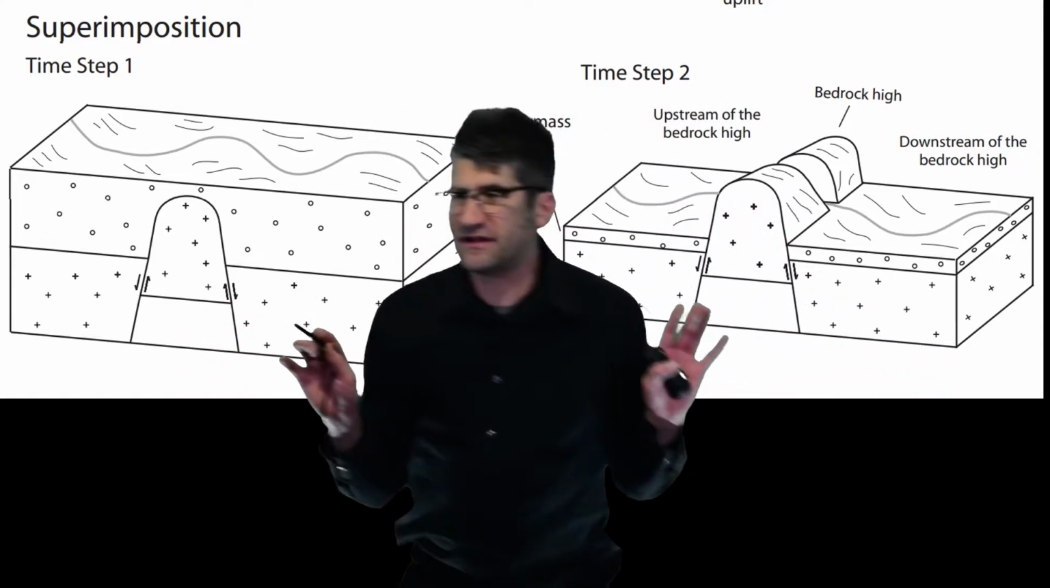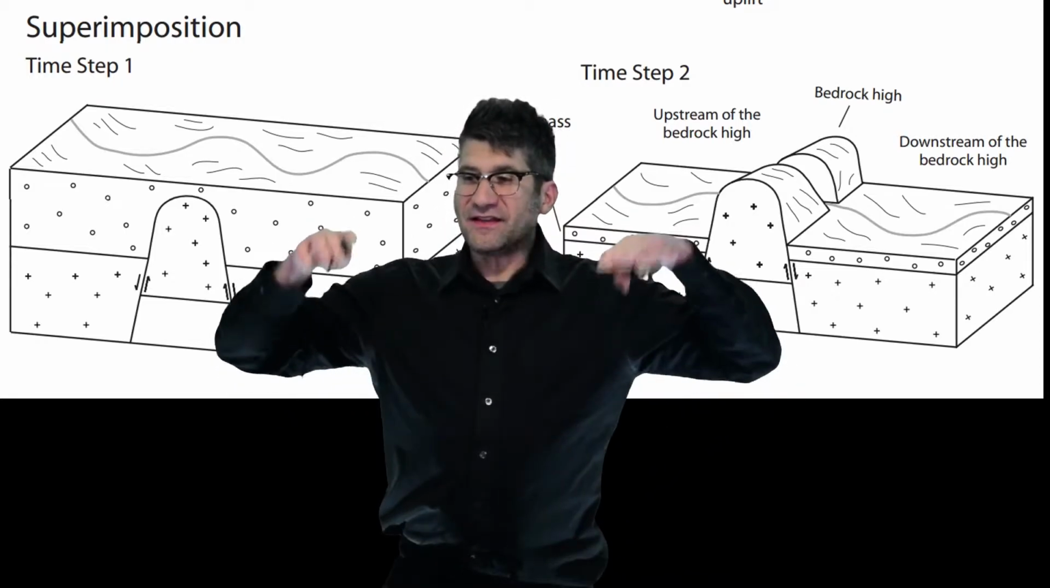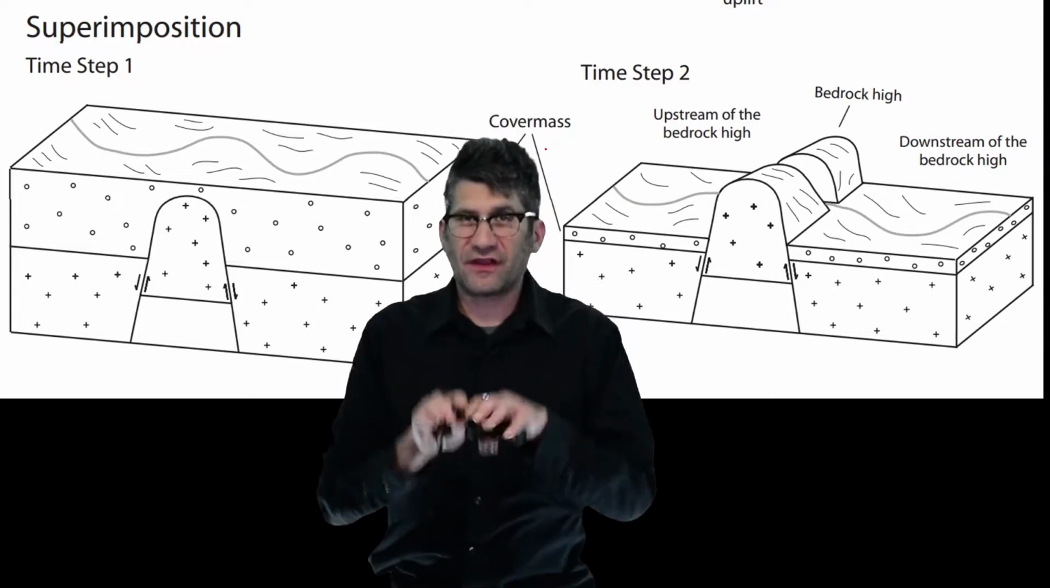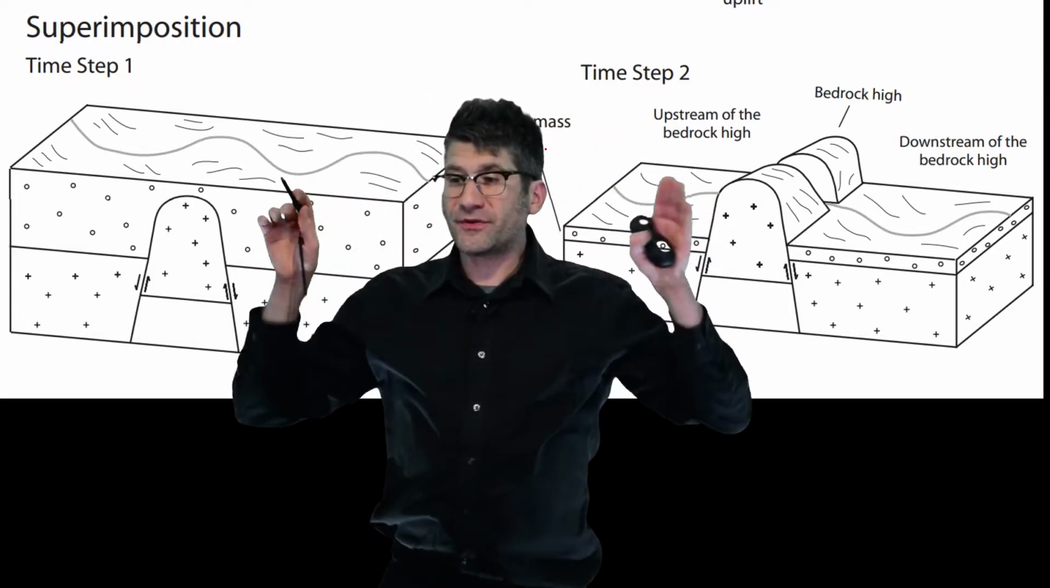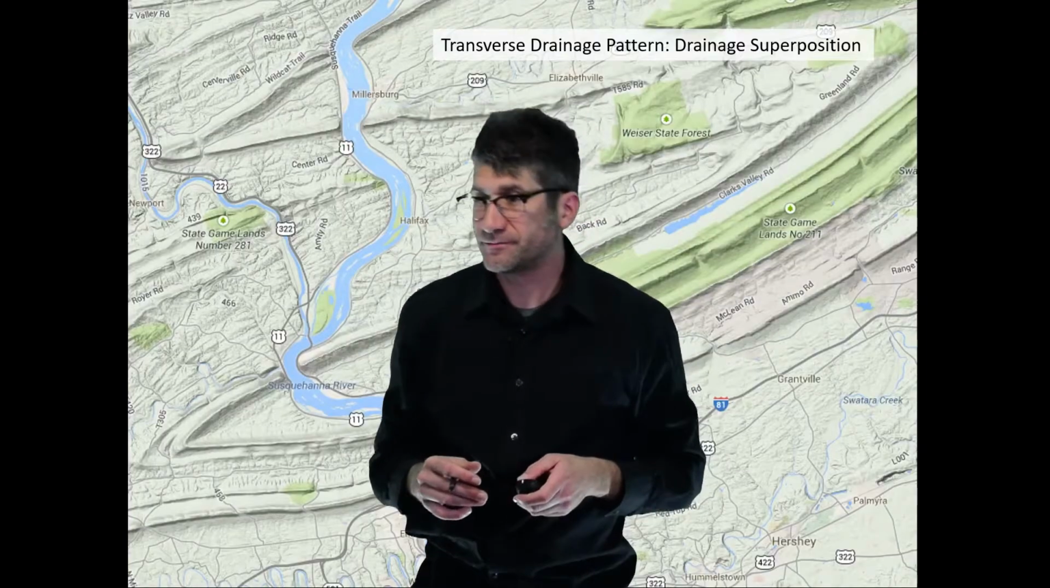Everyone kind of see the difference here between this and antecedents? Antecedents is when the structure didn't exist and then it pops up new. Superimposition is the landscape lowering and encountering structure.